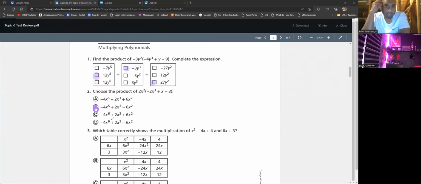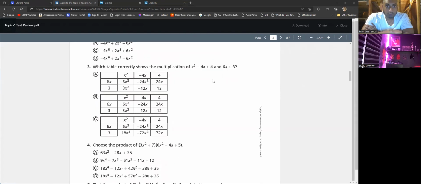4x, negative 4x^5 plus 2x^3 minus 6x squared. Yes, that's right. 3. Which table correctly shows the multiplication of x squared, 2. So negative 4x plus 4 and 6x plus 3.